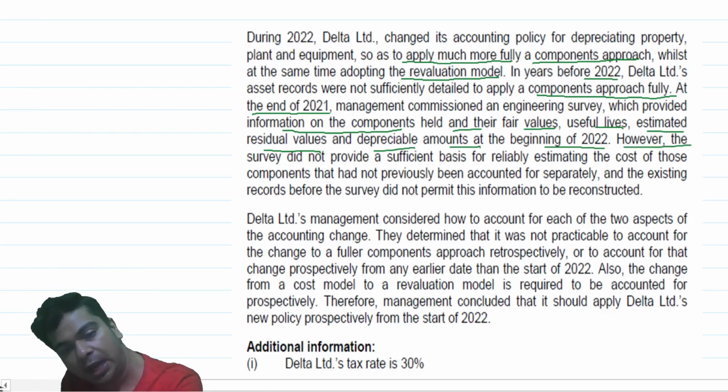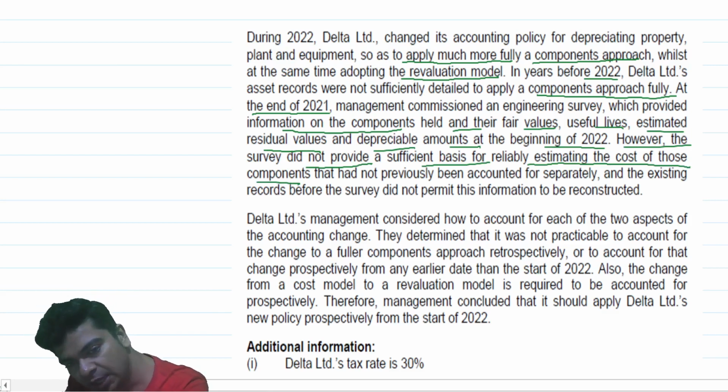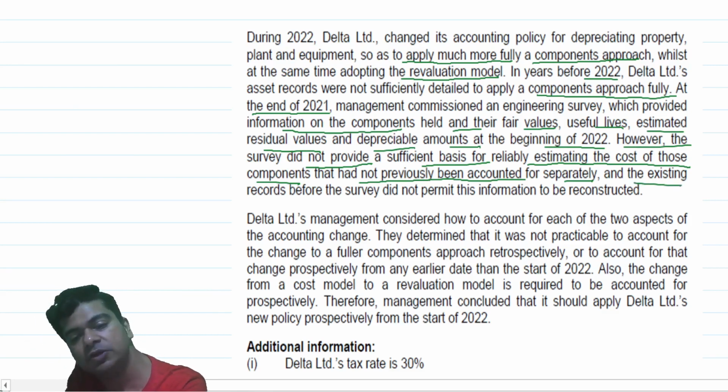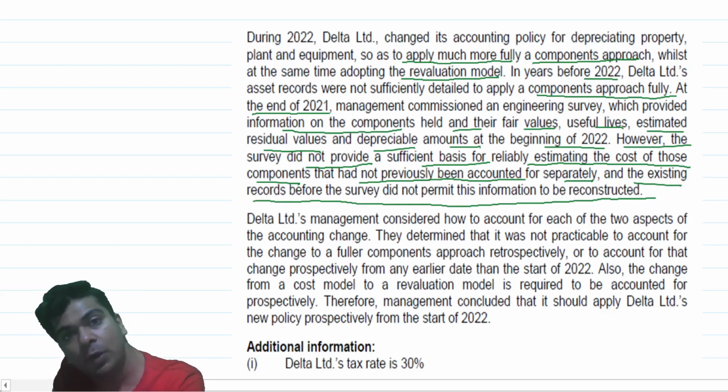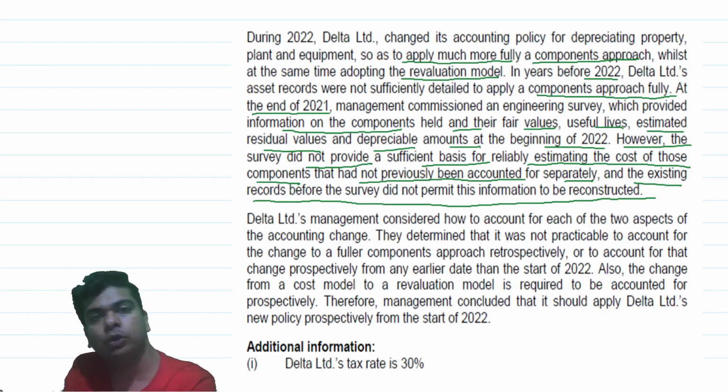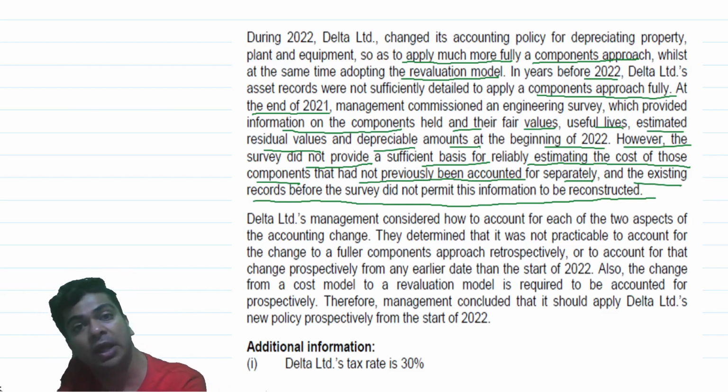Now they say, however, the survey did not provide a sufficient basis for reliably estimating the cost of those components that had not previously been accounted for separately. And the existing records before the survey did not permit this information to be reconstructed. I want to apply the component approach. I want to do it from the very beginning, but I am not having the necessary information.